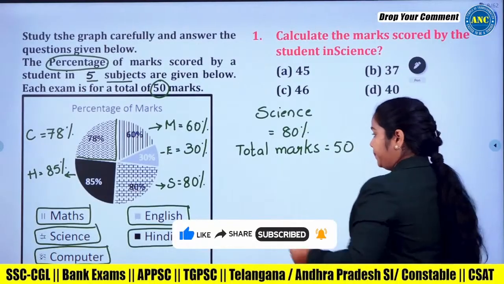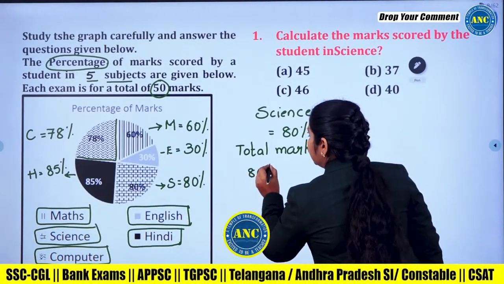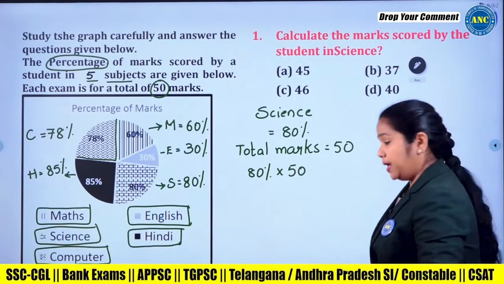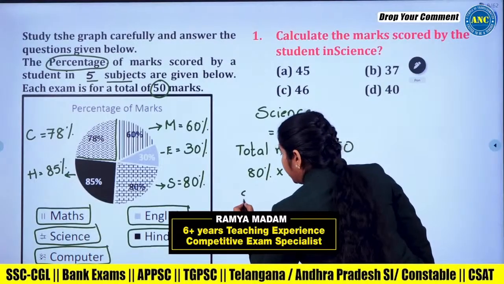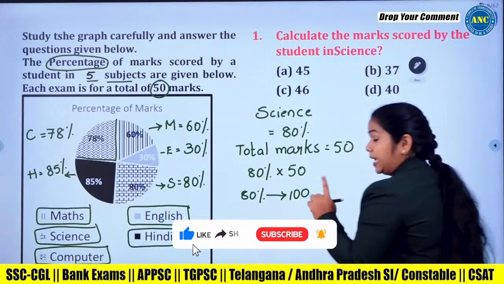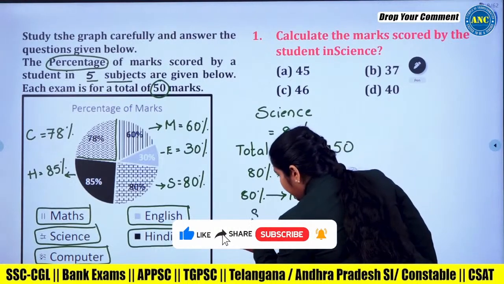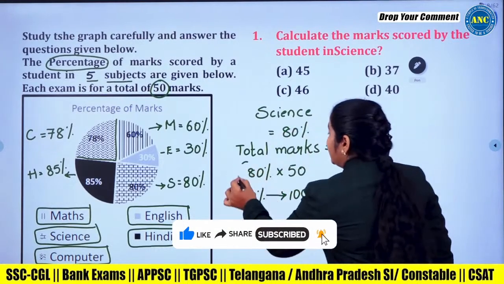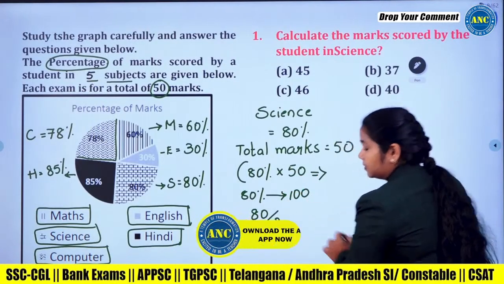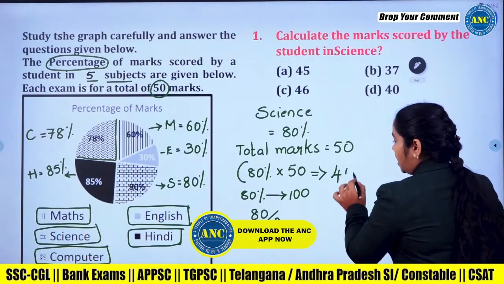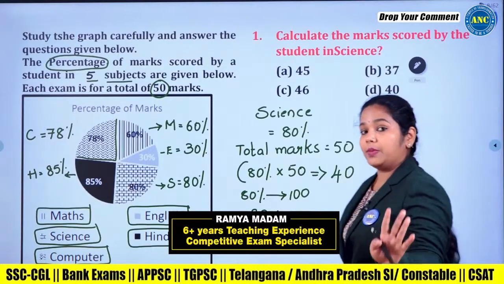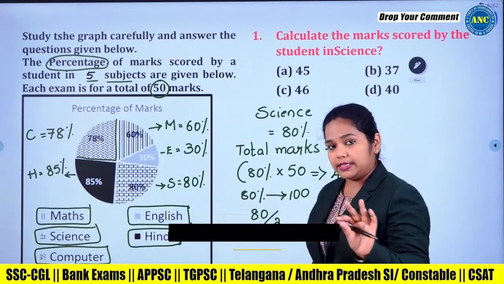So, we need 80% of 50. Yes. We all know 80% of 100 is how much? 80% of 100 is 80. Then 80% of 50 will be half of 80. It's 40. Yes. Are you all with me? Is the point clear?